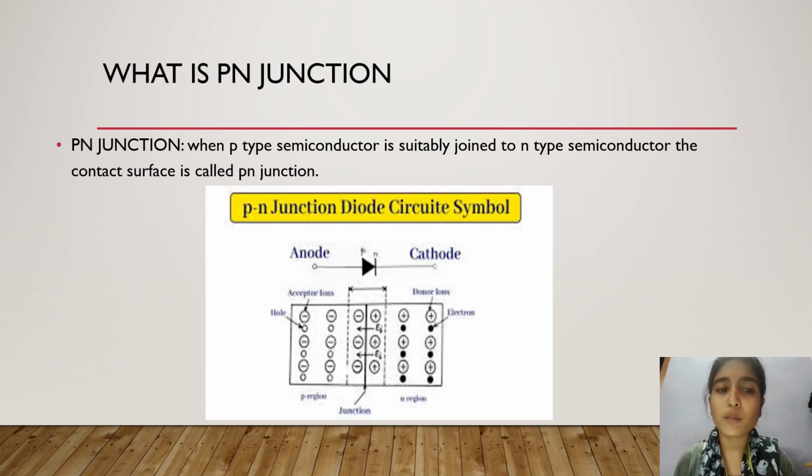What is a PN junction? When a P-type semiconductor is suitably joined to an N-type semiconductor, the contact surface is called a PN junction. So we can clearly observe here, a PN junction means the combination of P-type semiconductor and N-type semiconductor. The contact surface of the combination of P and N type semiconductors is known as the PN junction. I have introduced an image also for clear information.